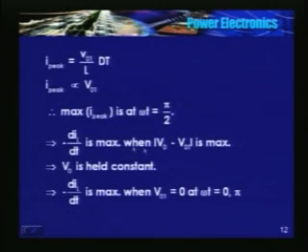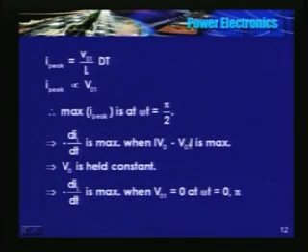di L by dt is maximum when the magnitude of VO minus VO1 is maximum. So VO minus VO1 is the voltage appearing across the inductor when the switch is opened. So negative di by dt is maximum when this is maximum. VO remains constant, whereas VO1 is changing, it varies from 0 to its peak value. Therefore negative di by dt is maximum when VO1 is 0.